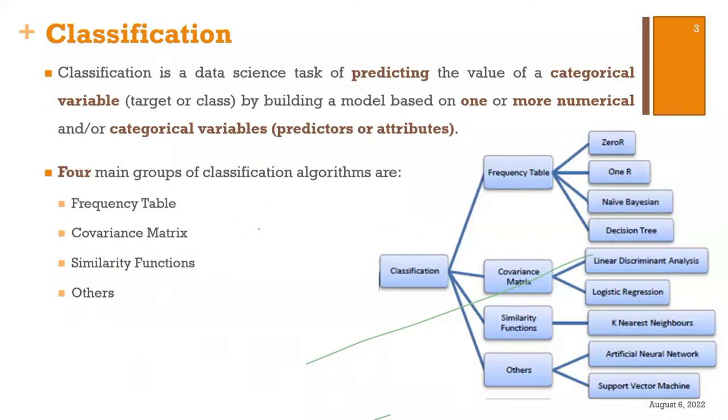In classification, generally, it's a data science task of predicting the value of a categorical variable, by building a model based on one or more numerical or categorical variables.